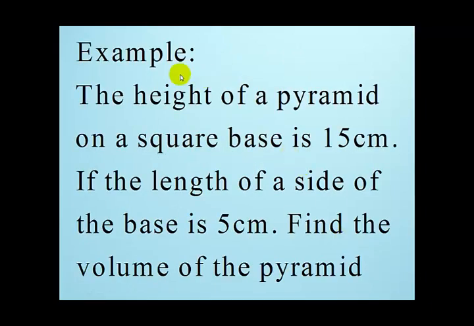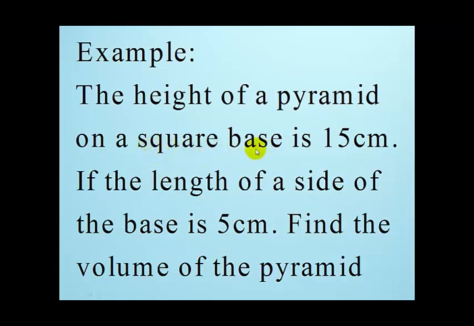Now let's look at this example. The height of a pyramid on a square base is 15 centimeters. If the length of a side of the base is 5 centimeters, find the volume of the pyramid. Now before we solve this question, let's analyze the question. Take note that we are told that the base is a square.